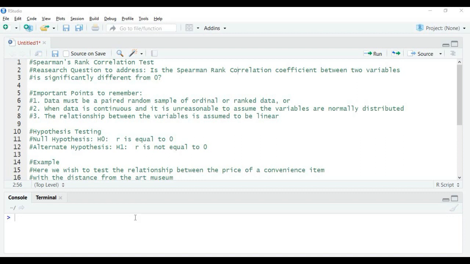Hello friends, today in this session we are going to study about the Spearman's Rank Correlation Test.